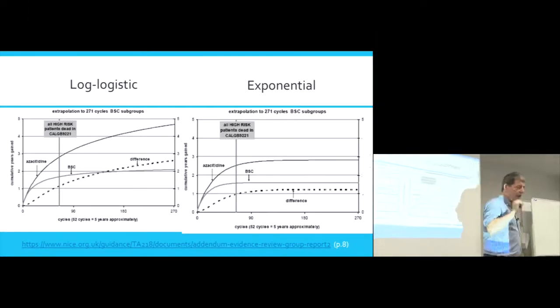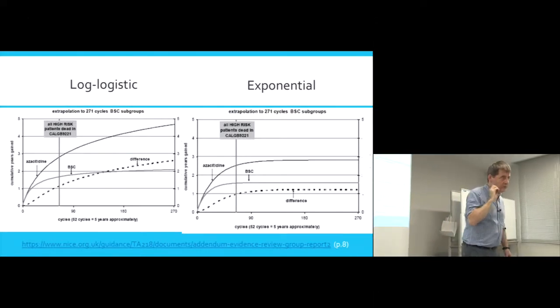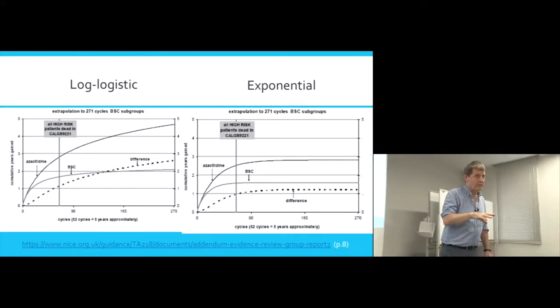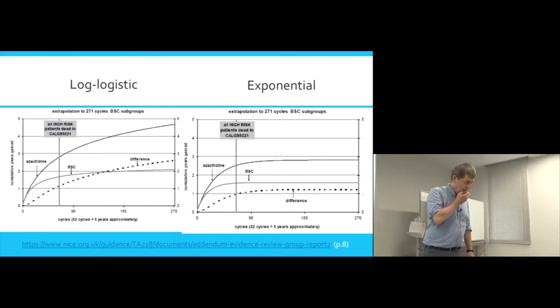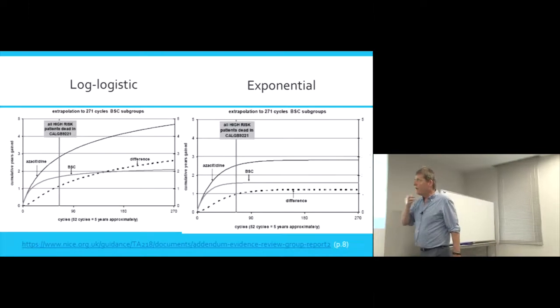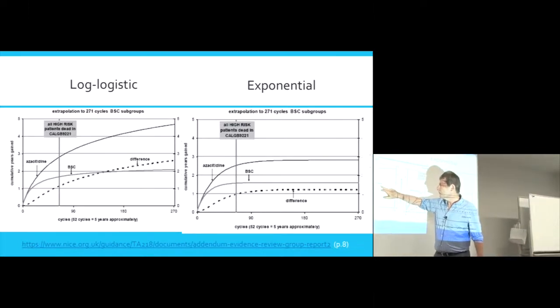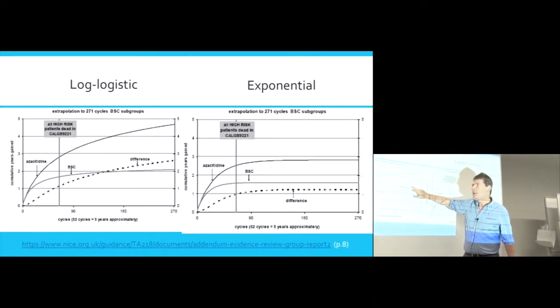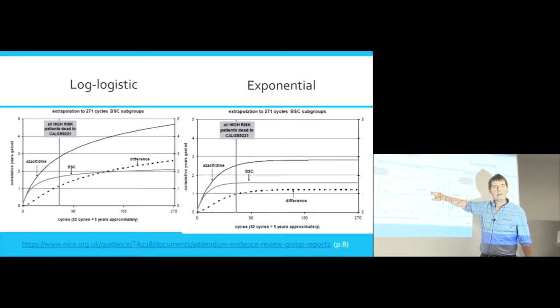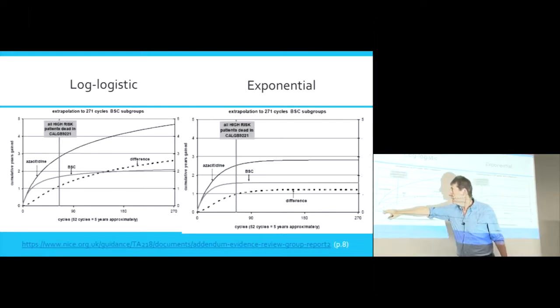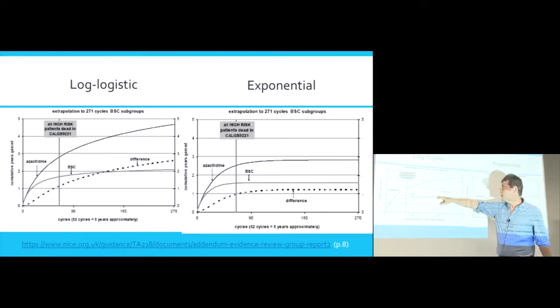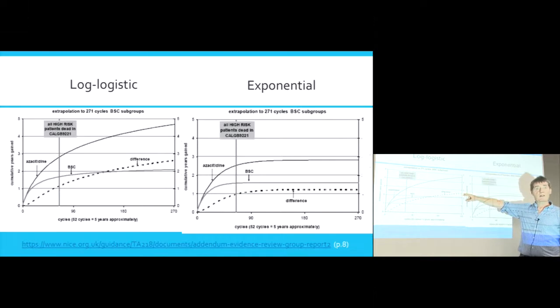Now I stress, that is starting with the observed data in the trial, but applying a particular statistical distribution to it, the log-logistic. Now, the dashed or dotted line is the difference between the two curves, the vertical distance between best supportive care curve and the azacitidine curve. And the difference is increasing and increasing and continuing to increase.